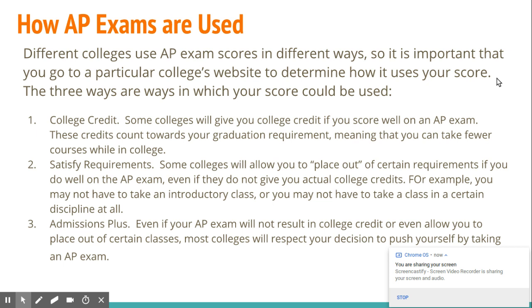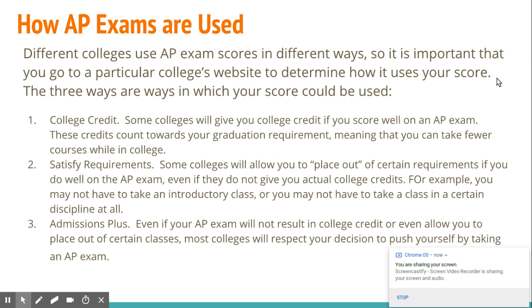So your AP exam is going to be used in different ways. It depends on the college, once again, that you go to. But there's three main ways in which your score is used. For one, it can be used simply for college credit. Some of them are just going to give you blanket college credit if you score well, and that's going to count towards your graduation requirement, meaning that you can take fewer courses while you're in college and ultimately save money.